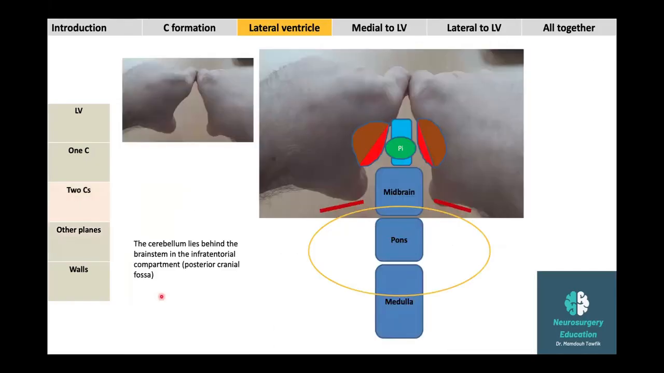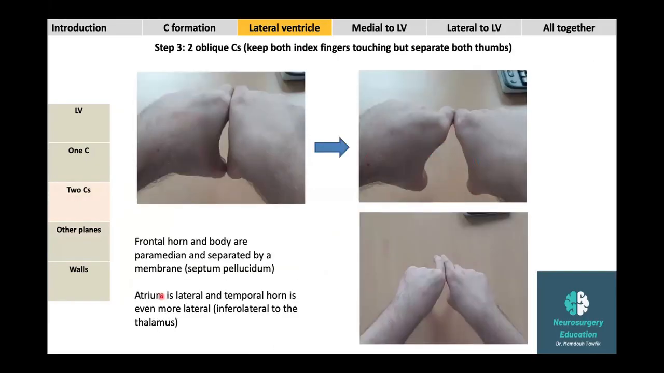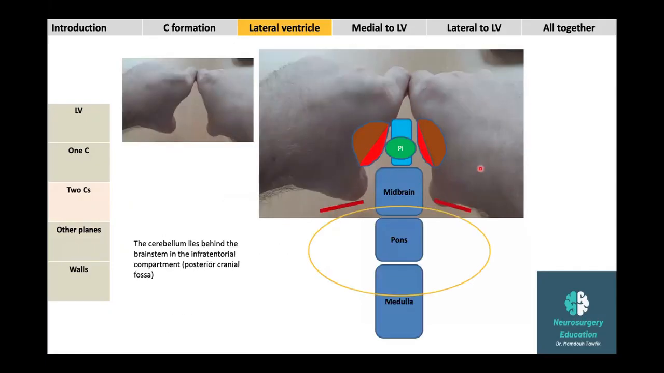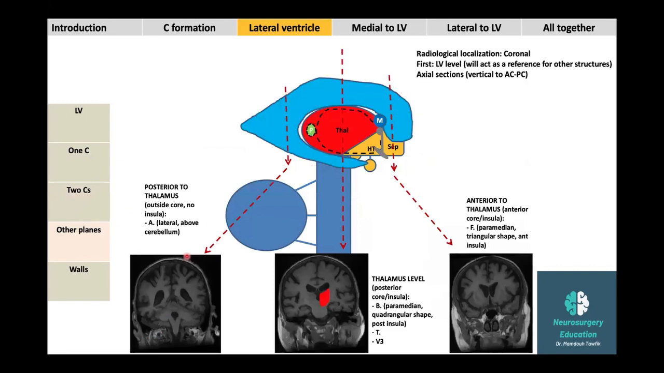So watch like this. Remember this one? We said that frontal horn and body, your index fingers are touching. They are in the midline or paramedian. But your atrium is far from the midline, and temporal horn is also far from the midline. Okay? So, we come back here. So, if you have a ventricular system that is away from the midline, like this one, it's lateral.